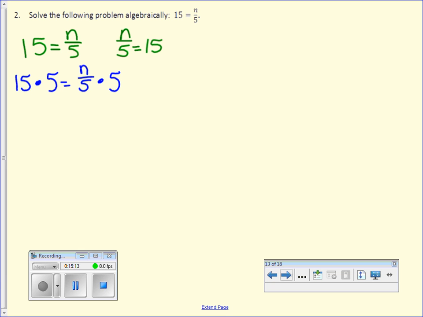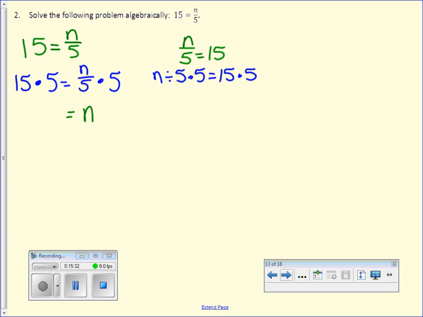You can write it that way. Or if you wanted to do n divided by 5 times 5 equals 15 times 5. It doesn't matter which way you write it. It means the same thing. You get your identity back. 15 times 5 is 75. n equals 75.